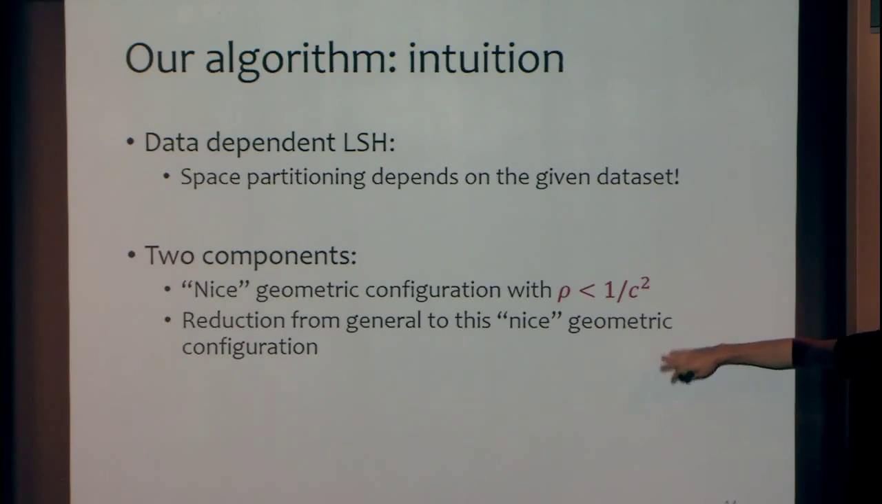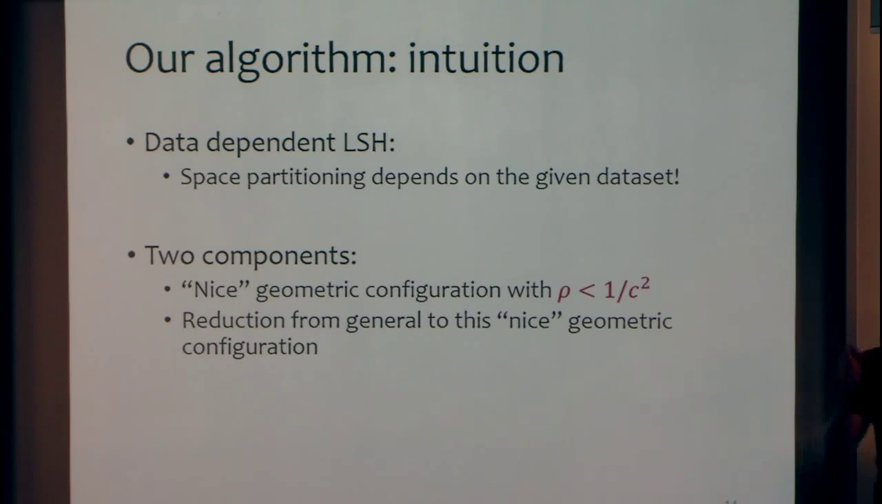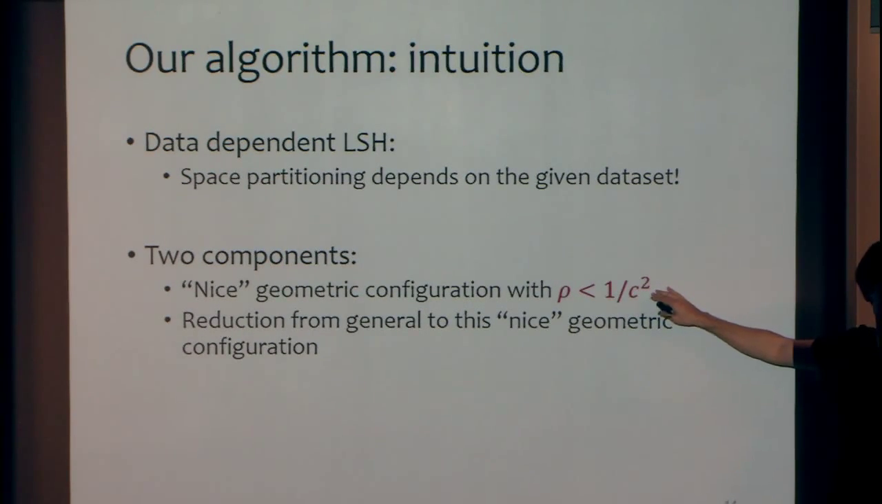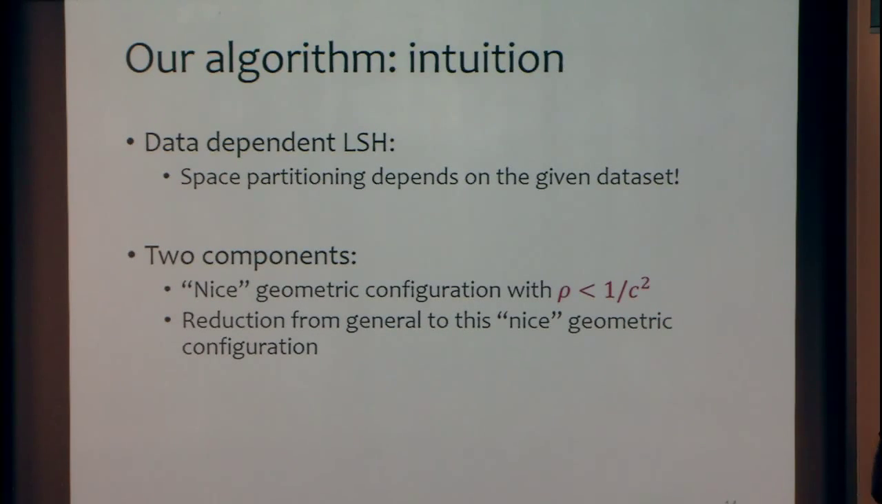So there are two components, roughly speaking. One is to identify a particular geometric configuration of points where we really obtain rho which is less than 1 over c squared. Ideally it will be something like half divided by c squared. And then there will be a reduction from the general case to this case. Each of these steps will, at least the idea, be just one slide.